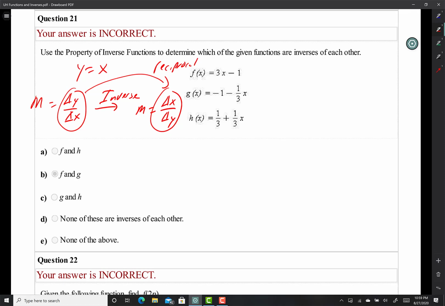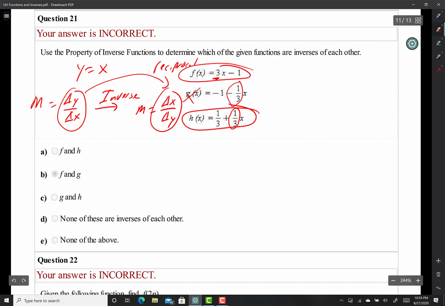So you just change to the reciprocal slope, guys. That's all you do. So I see a slope of 3. I see a slope of -1/3, and I see a slope of +1/3. It doesn't say opposite reciprocal. It's just reciprocal, guys. So it cannot be G. It has to be H and F. So F and H, excuse me. So there it is, guys. I hope that made sense.